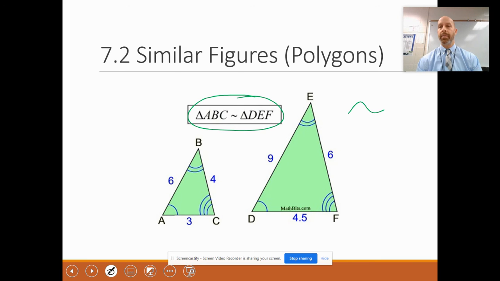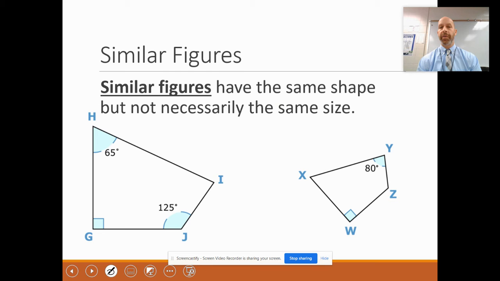So what is similar? Similar figures have the same shape, but not necessarily the same size. They can be the same size. So congruent figures are similar, but most of the time when we do problems involving them, they are not the same size. So here we can see that we have this quadrilateral here. I'll call this quadrilateral 1, and this over here is quadrilateral 2. It turns out that those two quadrilaterals are similar.